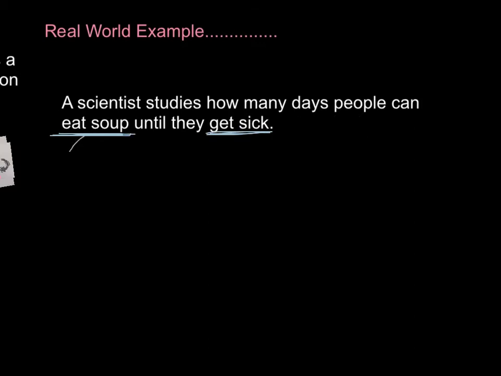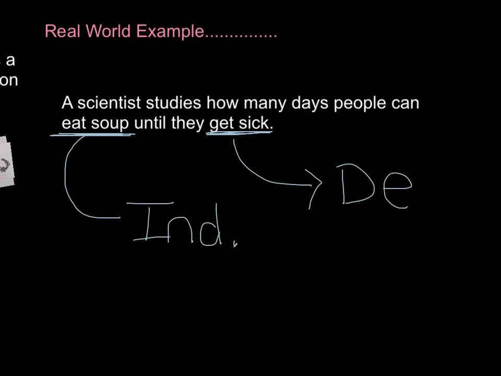Therefore, eating the soup, since it's not going to change, nothing is affecting this in my experiment, is going to be the independent variable. Eating that soup is what's going to affect me getting sick. Therefore, getting sick is going to be the dependent variable.